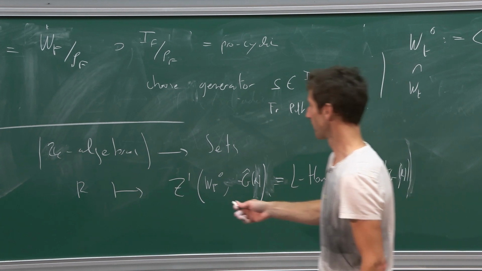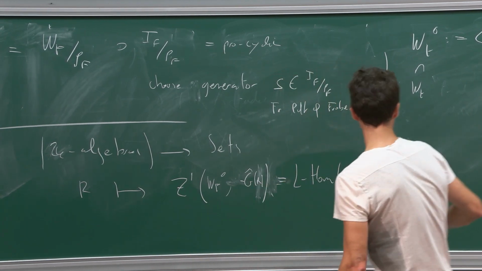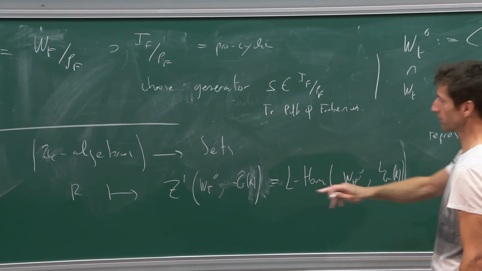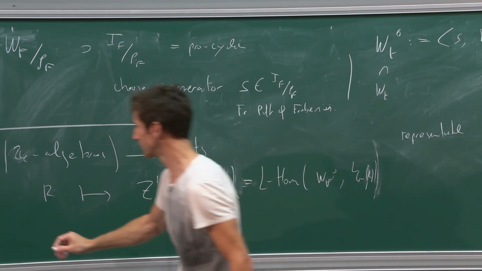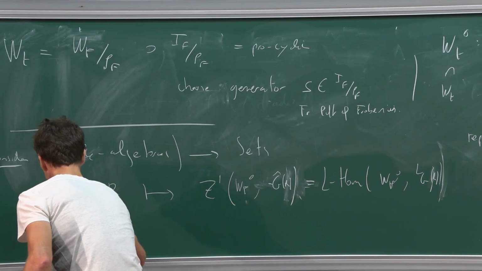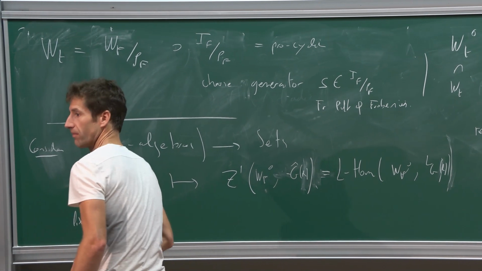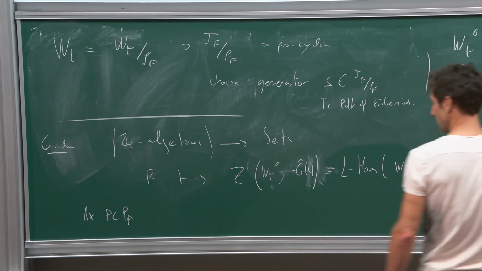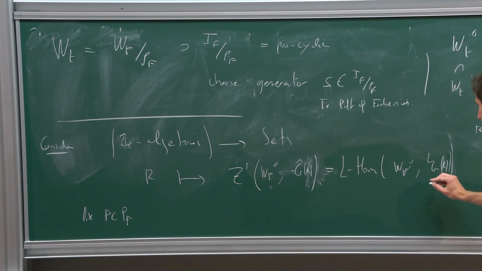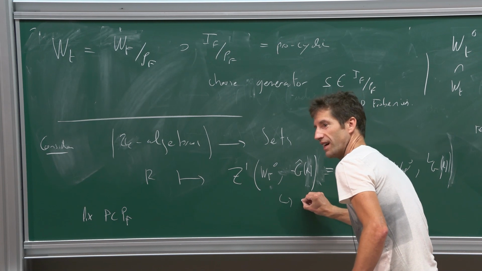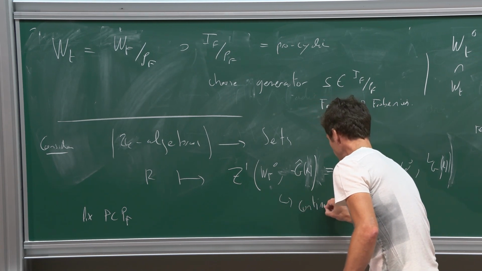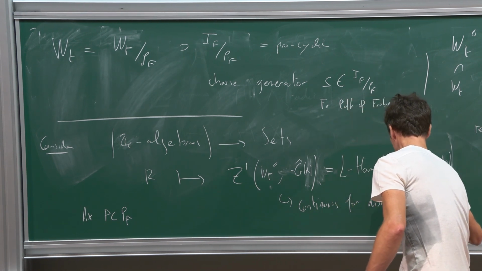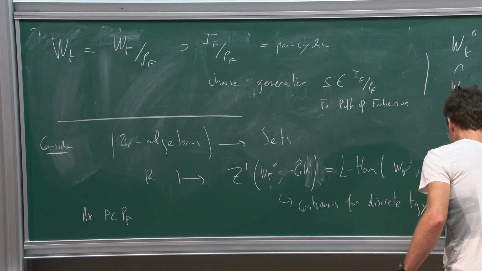Maybe not so clearly because I did not fix the continuity condition. You need to say continuous with respect to the discrete topology on LG of R. Yes, that's what I mean. So the question was what continuity condition: continuous for the discrete topology on LG of R.